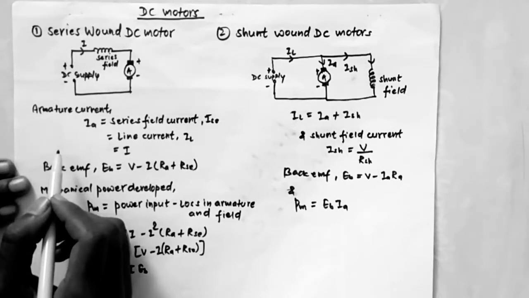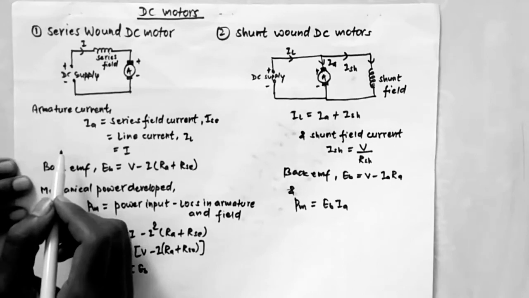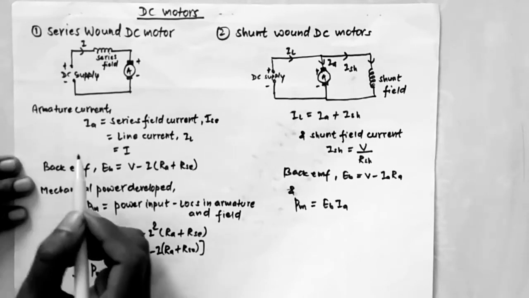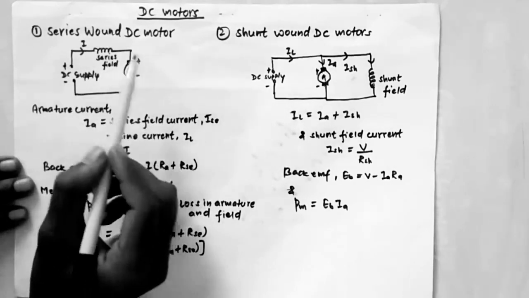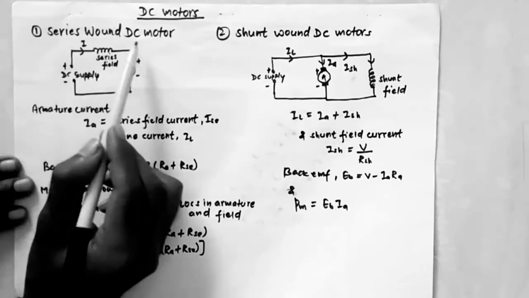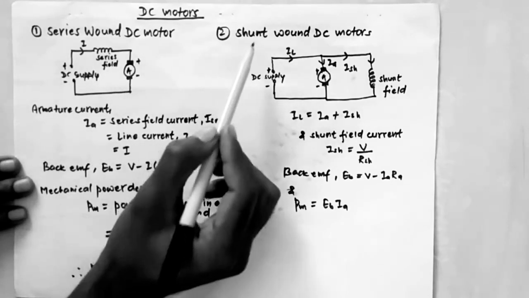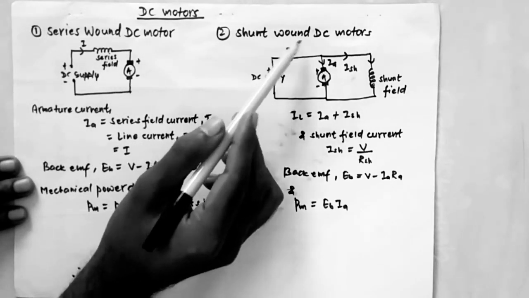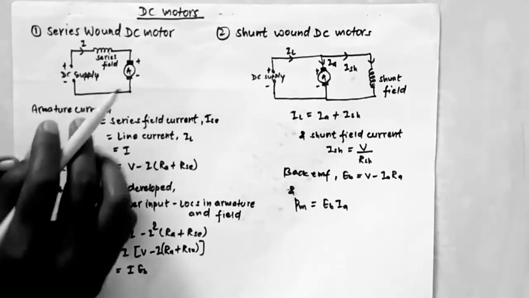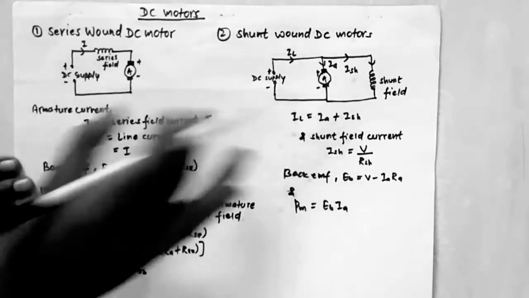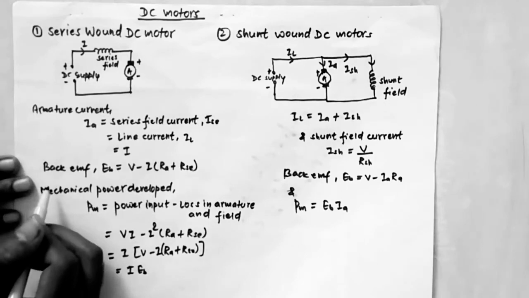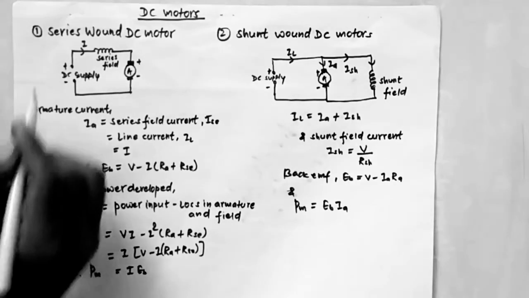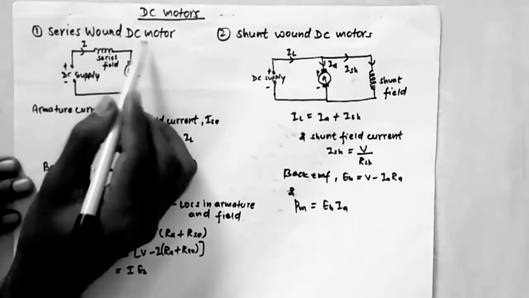Today in this lecture we'll discuss some numericals based on DC motors. Generally the numericals are asked on two types: first is the series wound DC motor and the second one is the shunt wound DC motor. From these two types, numericals are generally asked in university exams. So let's see the concept of series wound DC motors.